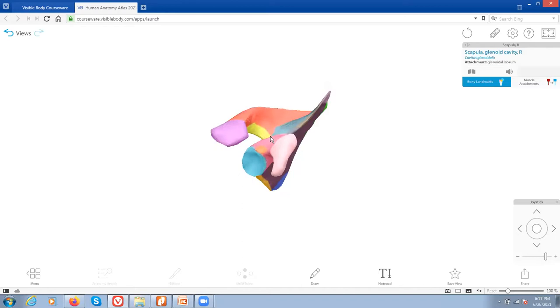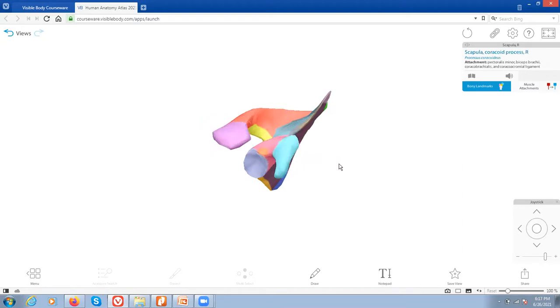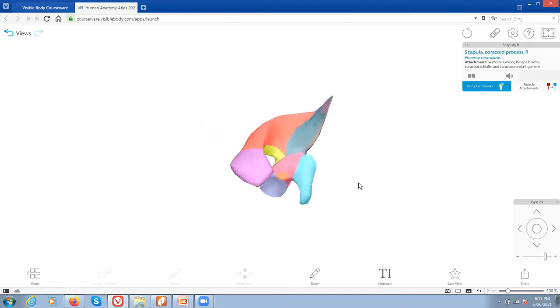From the top, you can see that there's these two really large processes. So this process is called the acromion, and this will articulate with the clavicle. The second process is called the coracoid process, not to be confused with coronoid, which we've seen several times. So coracoid is supposed to mean that it kind of looks like the shape of this bird's head. That's where it got its name from.